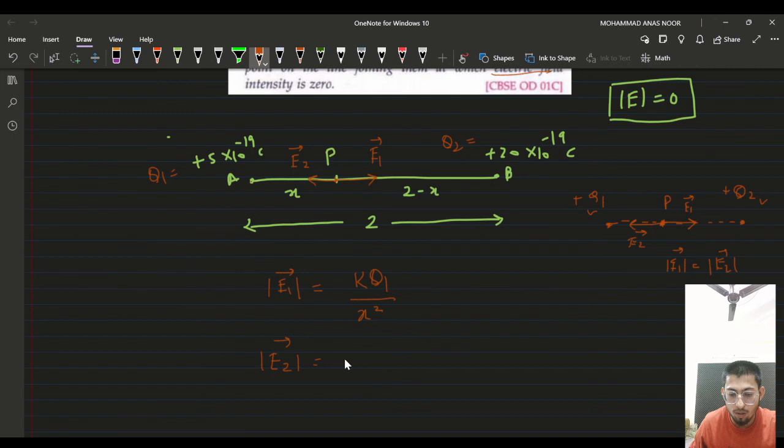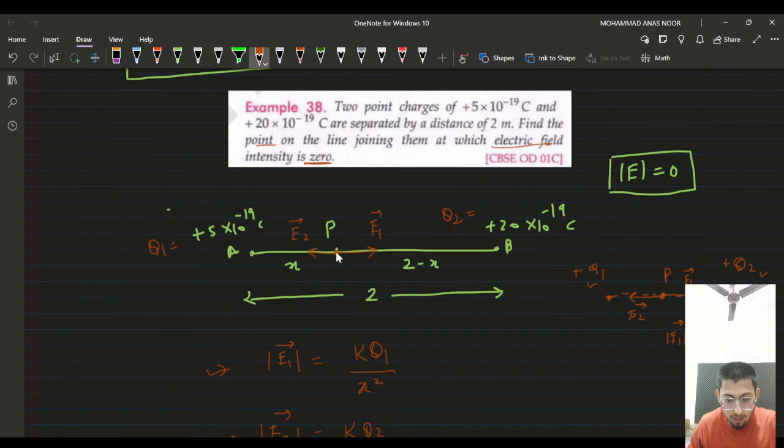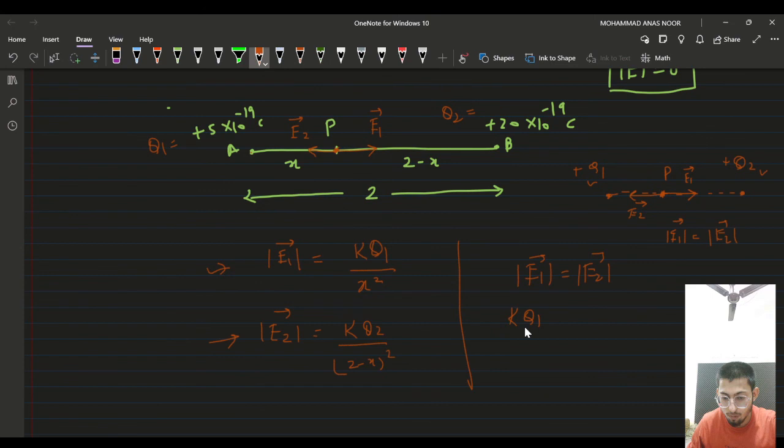Now we need to equate them, because he says to find the point on the line where the electric field is 0. This point is variable, x is variable. We have just assumed this point, correct? So let us say that at this point P the electric field is 0, then E1 would be equal to E2. So let us do that. KQ1 by x square should be equal to KQ2 upon (2 minus x) whole square.